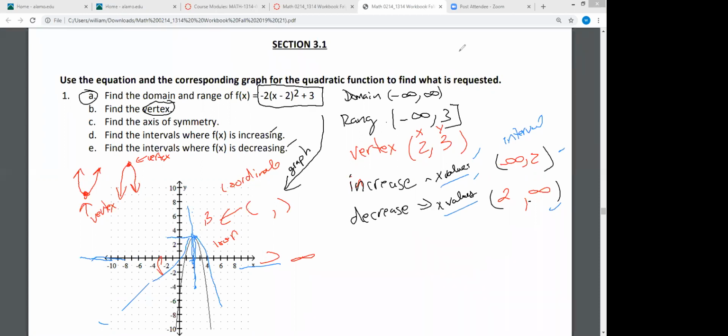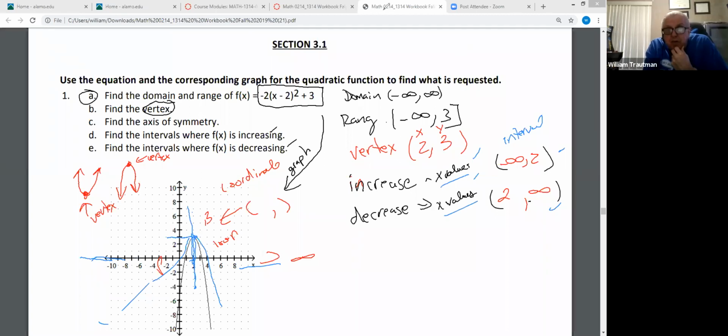Are we going to do C, the axis of symmetry? Oh, yes. I forgot all about that. Thanks.